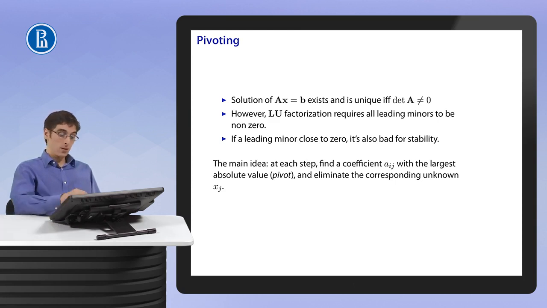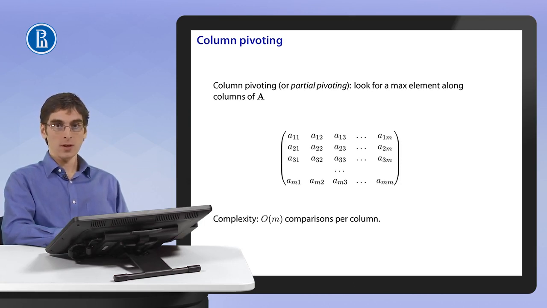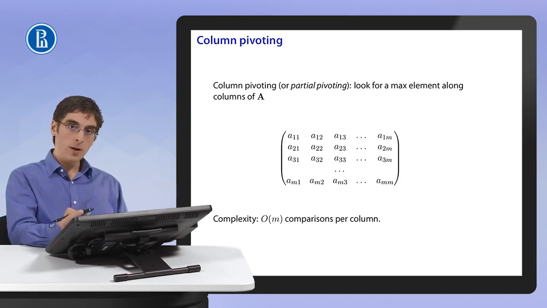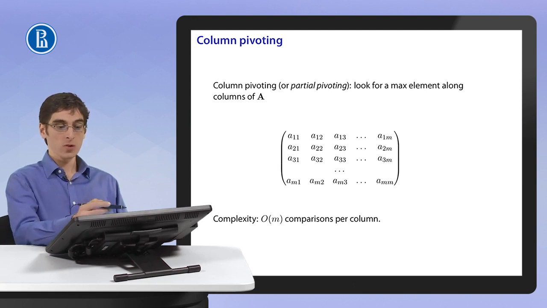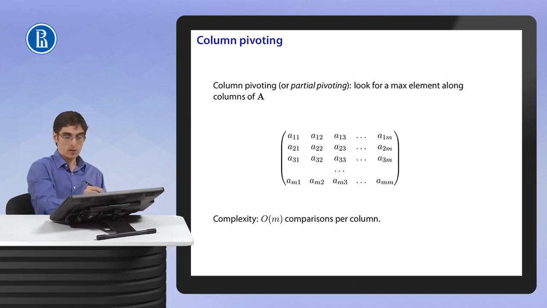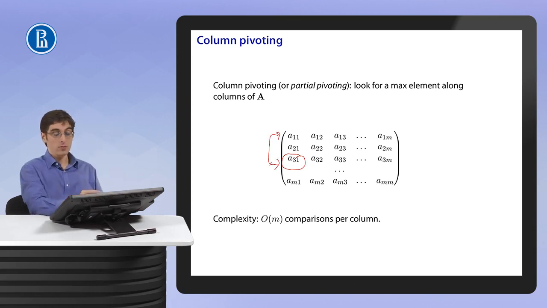coefficients. There are several possibilities. In this strategy, which is called partial pivoting, you look for the element with the maximum absolute value along the column you are transforming. For example, if you work with the first column, then you scan the first column to find the maximum element, let it be A31, and then you swap the first and the last rows, and then you proceed as usual.